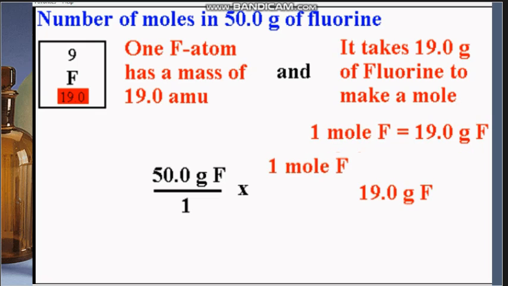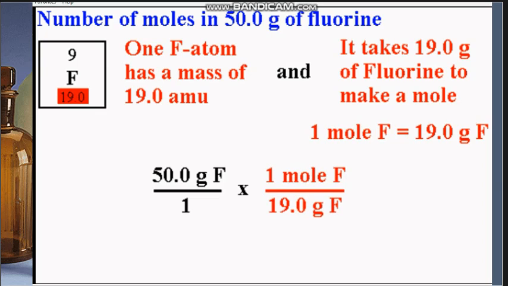All right. Now I want grams of fluorine to cancel. So 19.0 grams of fluorine is going to have to go on the bottom of this fraction. That leaves 1 mole of fluorine on the top. All right, so my conversion is 50.0 grams of fluorine over 1 times 1 mole of fluorine over 19.0 grams of fluorine. When I do this, the grams of fluorine cancel, and that leaves moles of fluorine. So when I do the math, I find out that 50.0 grams of fluorine is the same as 2.63 moles of fluorine.